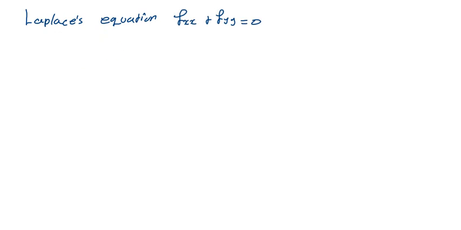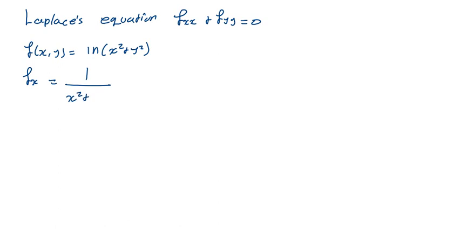Okay, so this is f(x, y). We say it's equal to, let's say, ln of (x squared plus y squared), like that. So what I would do is that first of all I have to find my f_x there. What is it going to be? So this is simply going to be 1 over x squared plus y squared.